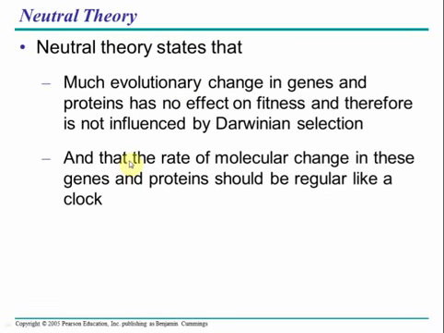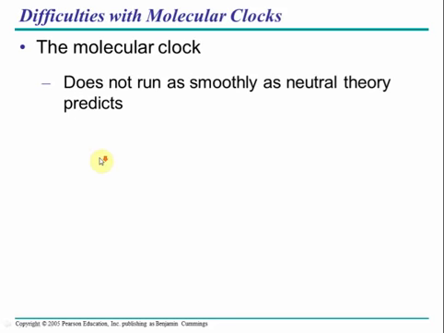And so then based on that, there's something called neutral theory, which essentially says that evolutionary change in genes, and of course proteins, don't have any effect on fitness, and thus natural selection doesn't play a role. And thus the rate of molecular change in these genes should be just like a clock. So the molecular clock is sort of based on neutral theory.